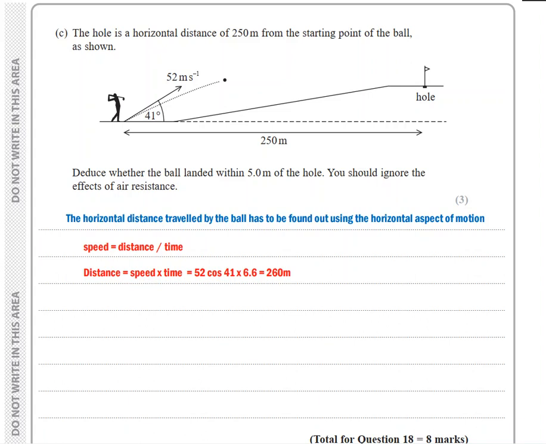Why are we using the vertical time? Because in projectile motion, the time is always common for both the horizontal and vertical aspects of the motion. We just consider them separately, but the motion takes place in one go. So the value is 260 meters. The ball lands 260 minus 250, that is 10 meters away from the hole.